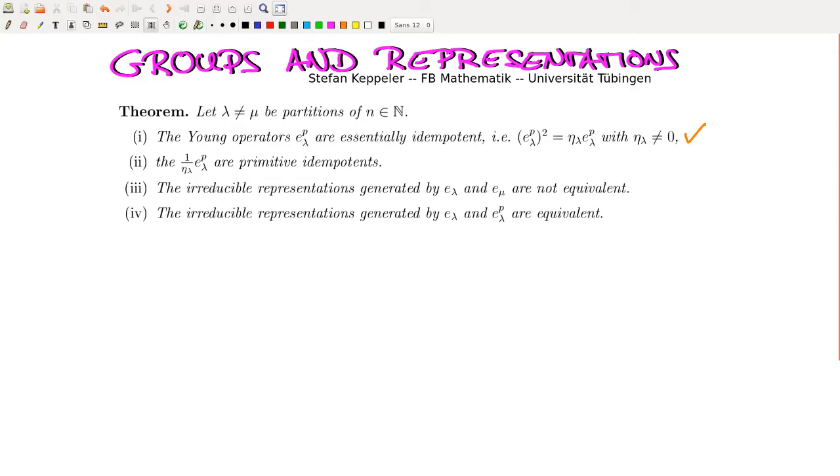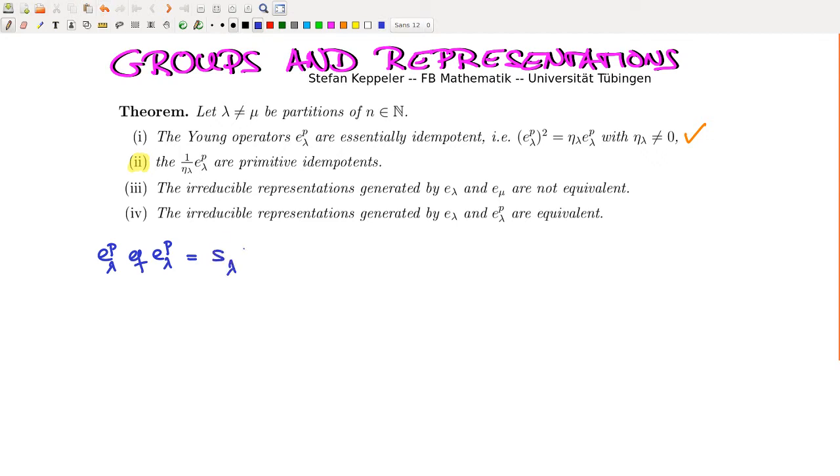After we have established idempotency, we want to show that the Young operators are actually primitive idempotents after suitable normalization. So primitivity is what we want to show now. And to this end, we have to sandwich some group algebra element Q between two copies of our Young operator and show that the resulting thing is still proportional to the Young operator for all Q here.